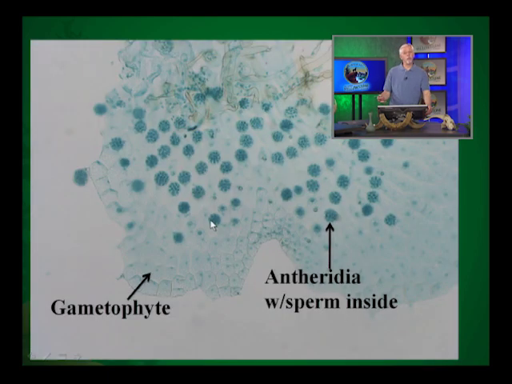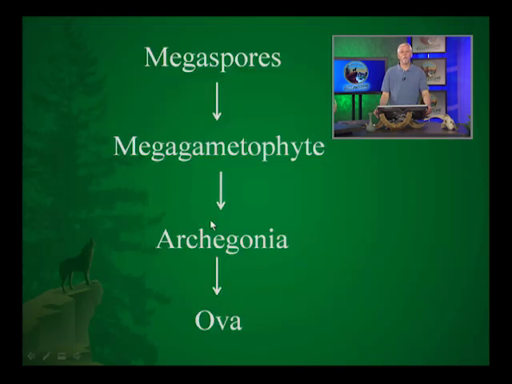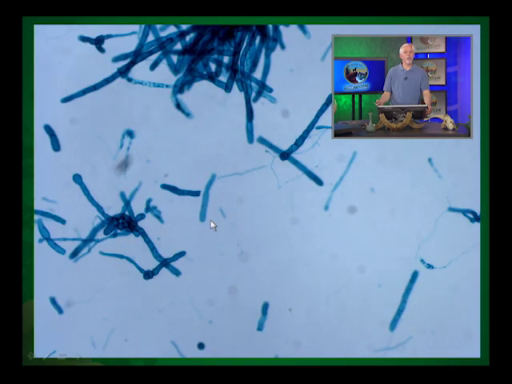So again, they will produce free-living gametophytes, much like the ferns. Those will have antheridia on the surface. Those rupture, and the sperm swim away. So the sperm have to, again, swim to find the ovum. Now, the megaspores, on the other hand, will under the right conditions germinate, and again develop into gametophytes, but this time we call it a megagametophyte.